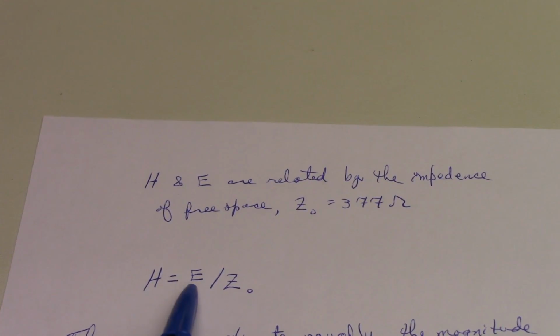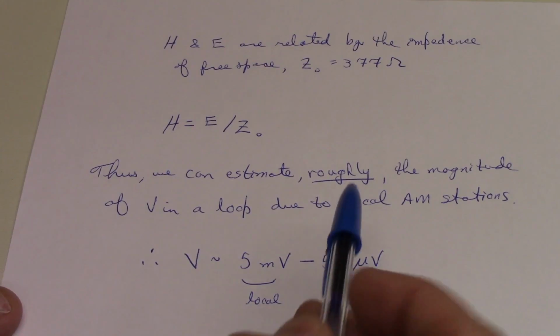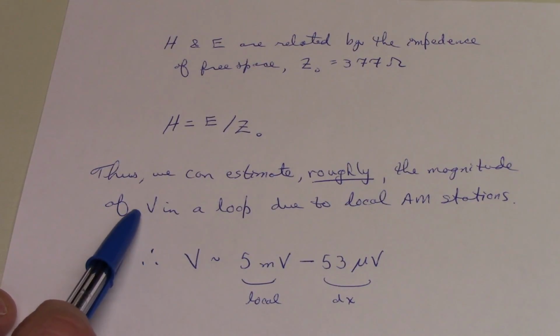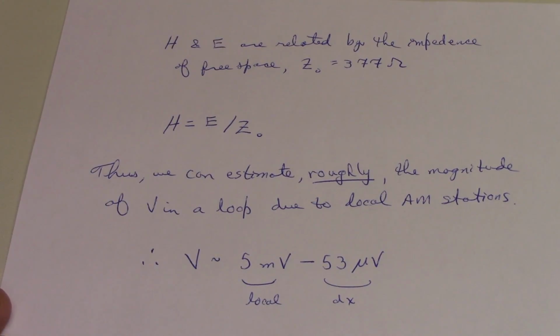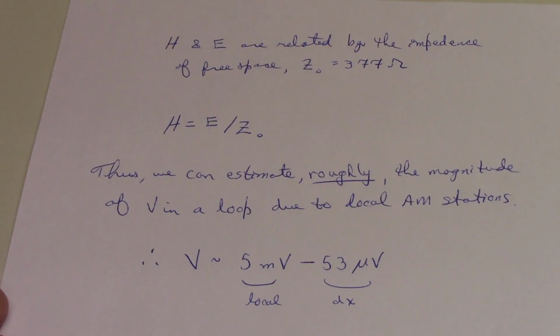So we can just simply divide the electric field that we read out of the handbook by the impedance of free space to get an estimate of the magnetic field. Notice the magnetic field is going to be 2 orders of magnitude less than the electric field. We can actually estimate very roughly now the magnitude of V for a loop or several loops of wire due to nearby AM radio stations. And when you do the math, it turns out that for local radio stations you should expect voltages in the neighborhood of several millivolts, and for more distant radio stations, the magnitude of tens of microvolts.